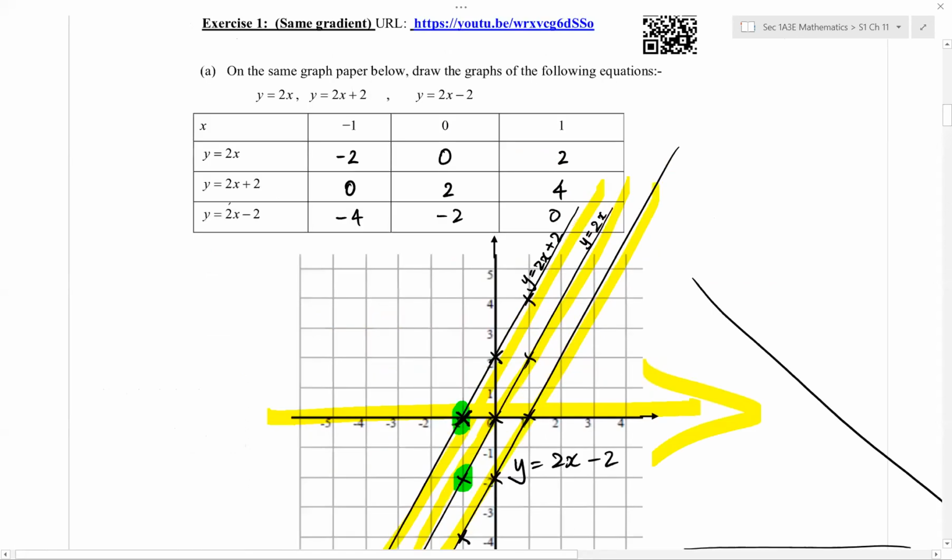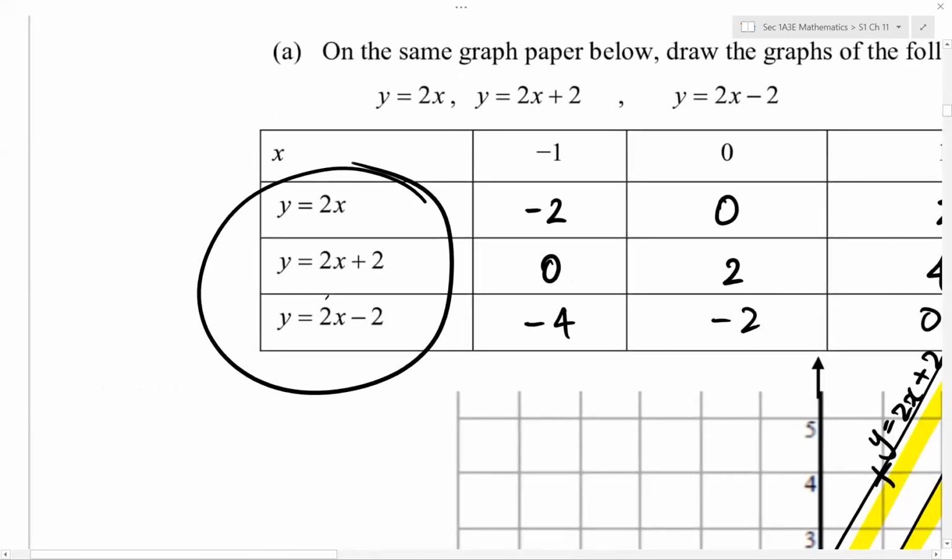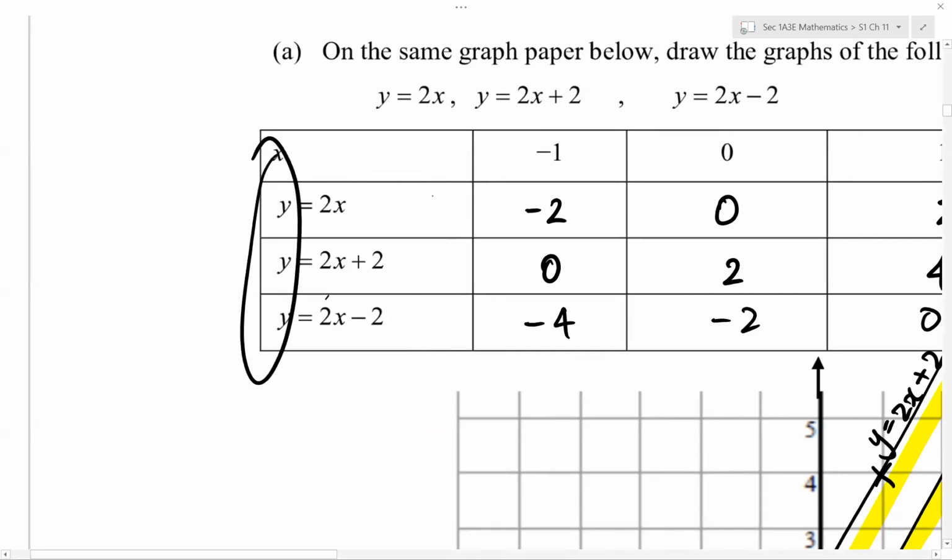Let's go back to the equation. The three equations. Is there something in common for all of them? What is common? They all have y. Can you see that? They all have y. What else do they all have? 2x. They have a 2 and they have an x.